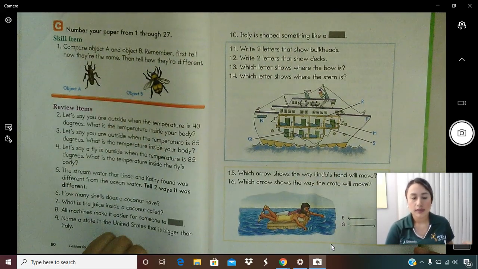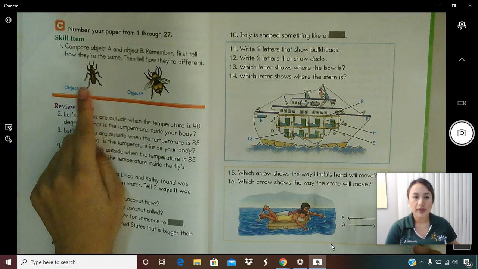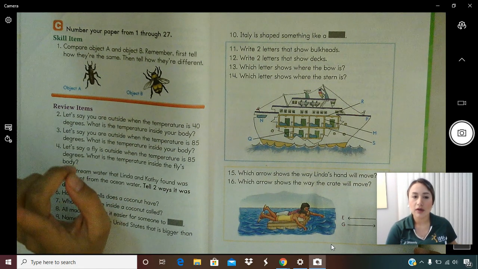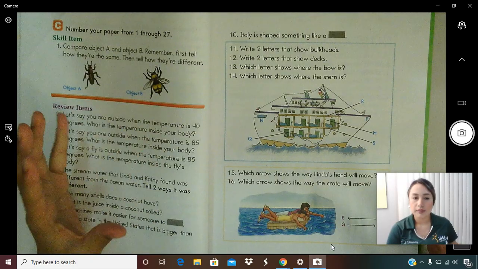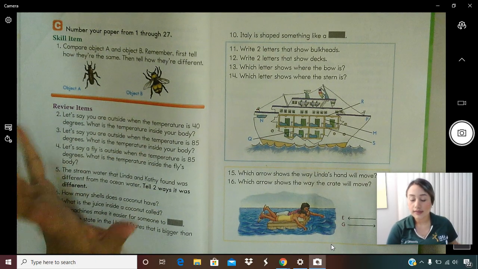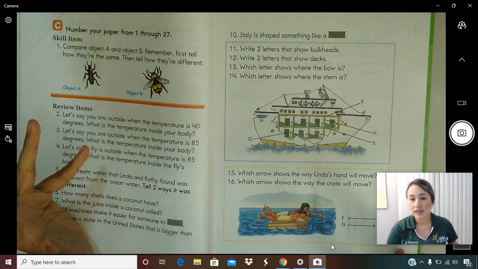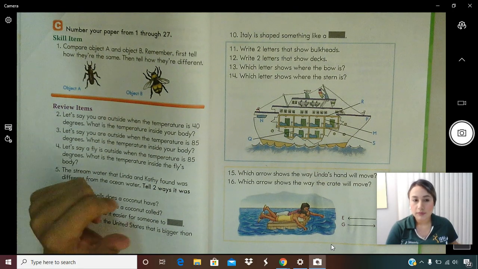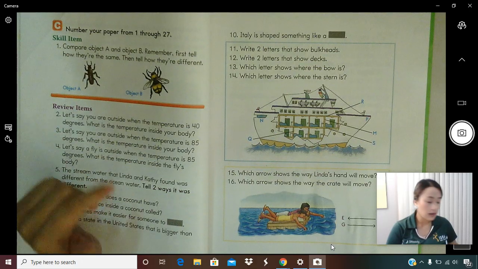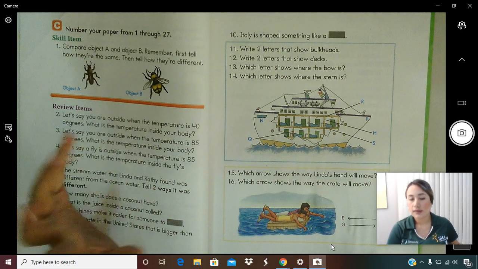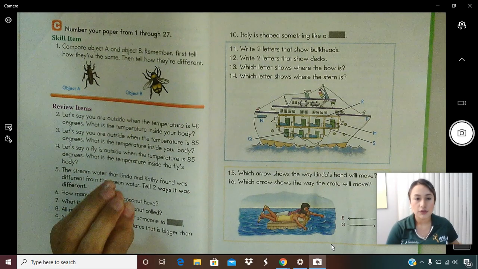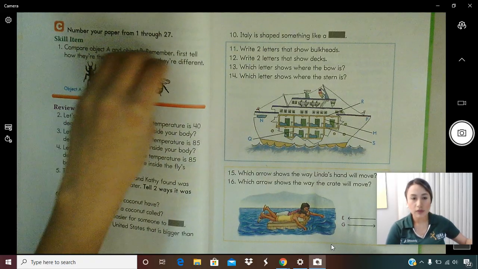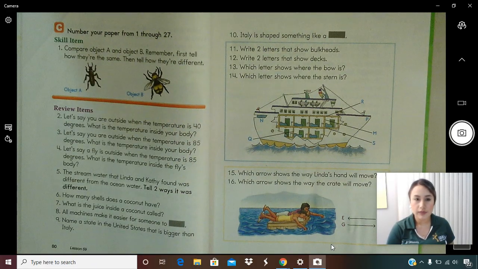So let's start. For number 1, it reads, compare object A and object B. Remember, first tell how they're the same, then tell how they're different. Here's an idea of what your answer could be. If you wrote they're both insects, A is brown, but B is yellow and black, that's right. If you wrote they're both insects, A has no wings and B has wings, that's also correct. Anything that you think is correct, if you have a question, you can send me a message about your answer for number 1. Okay, I'll still be looking at it, so don't worry.